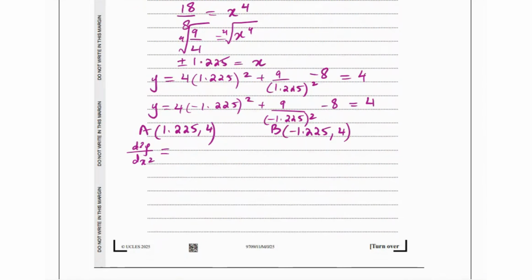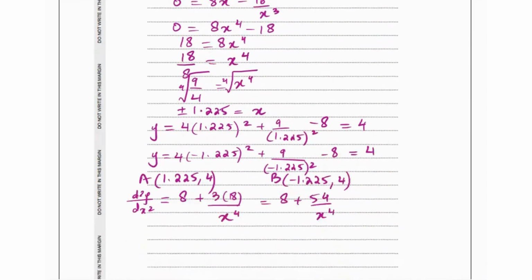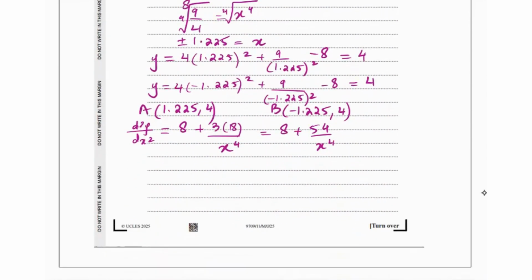That's going to be 8 plus 3 times 18 over x to the power of 4, which is 8 plus 54 over x to the power of 4. Now we put the values of x in this equation to find the nature. If the value is greater than 0, it's a minimum point. If it's less than 0, it's a maximum point.